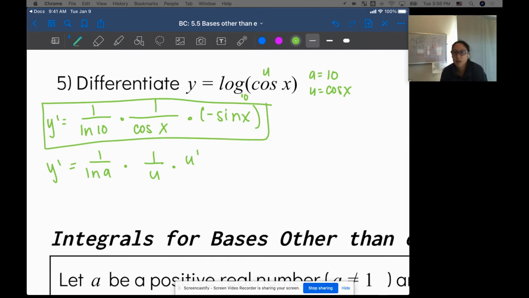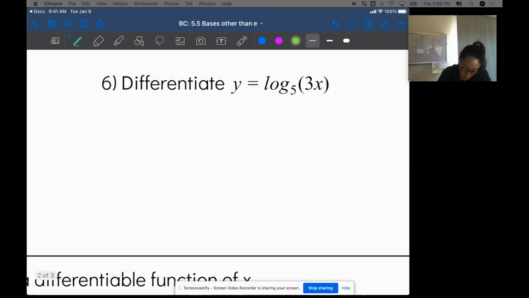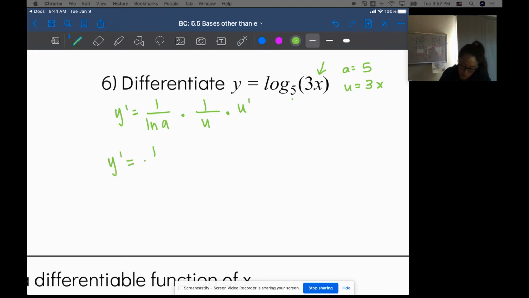So again, y prime is equal to 1 over ln a times 1 over u times u prime. I should have written that first. Oh well. Okay, let's do one more. Same: y prime is equal to 1 over the ln of a times 1 over u times u prime. So a is equal to the base, and u is equal to the input, 3x. So y prime is equal to 1 over ln 5 times 1 over 3x times the derivative of 3x, which is 3.